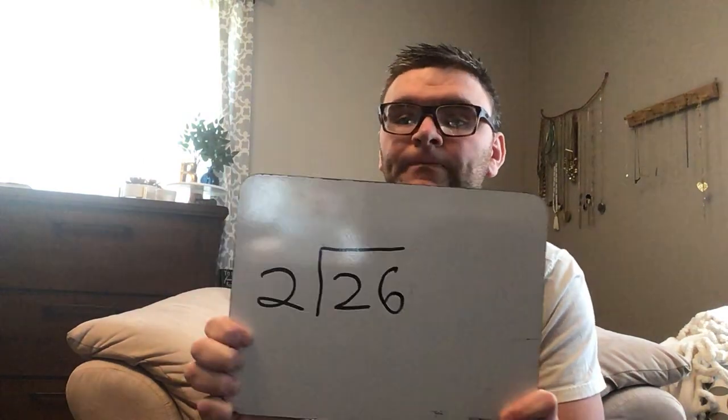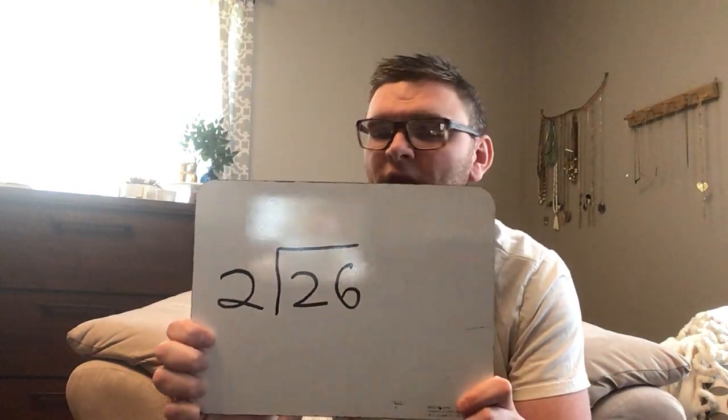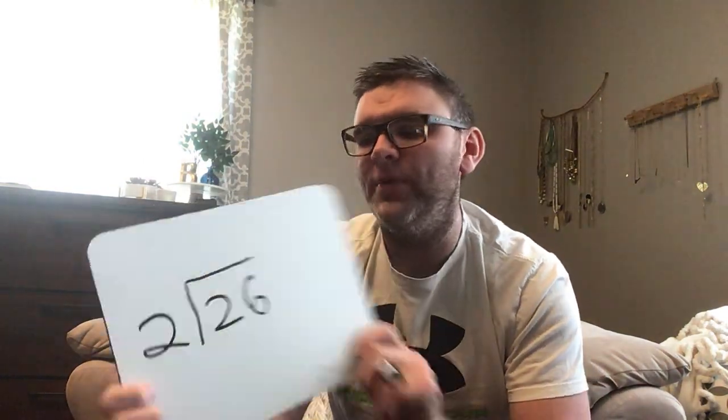I got one more for you here. We'll do a bigger one just because. 2 into 26. Now, couple ways again. This is where things start to get a little bigger. We're going to want those big circles. Because we've got to divide 26 into 2. That means there's going to be a lot of dots in each.